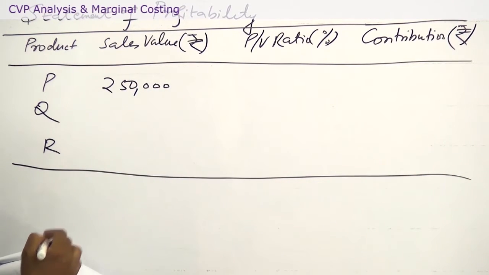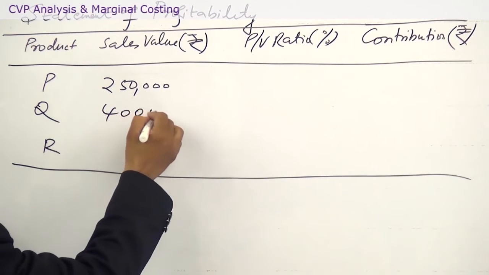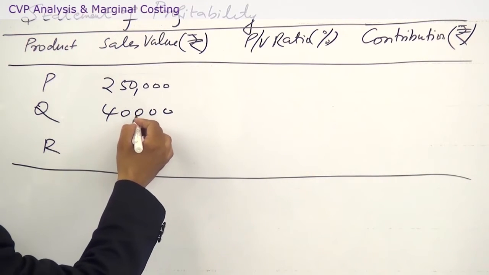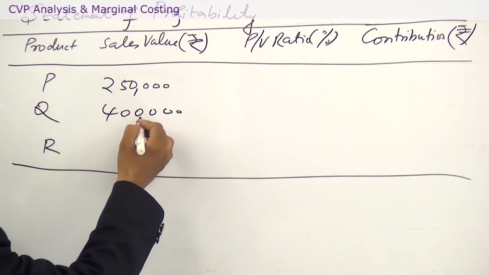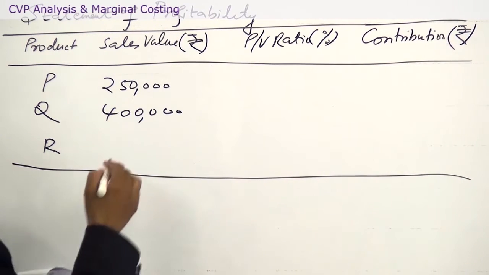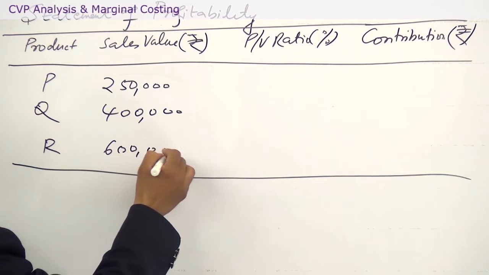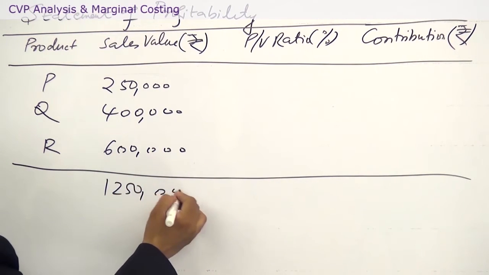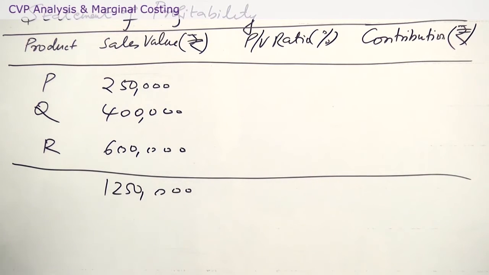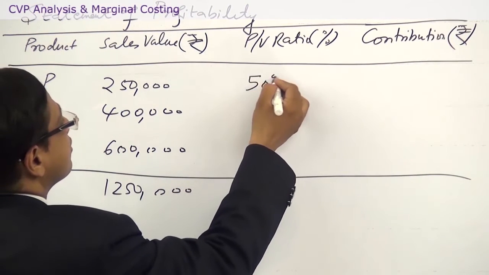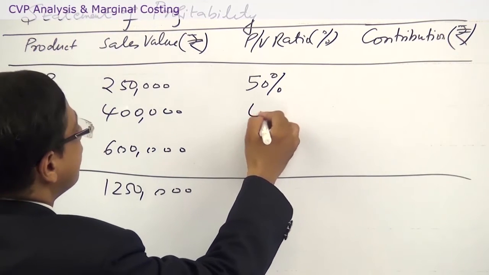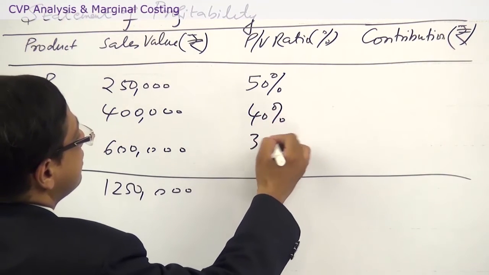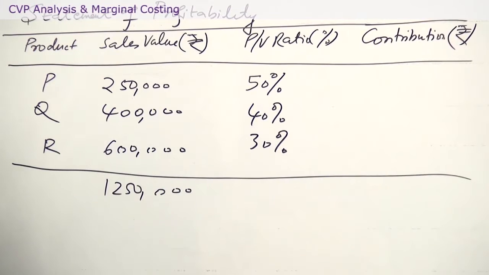$2,50,000, 4 lakh, R is given 6 lakh. So, what is the grand total, friends? 12,50,000. The PV ratio is 50%, 40% and 30%, right. So, what is the contribution?